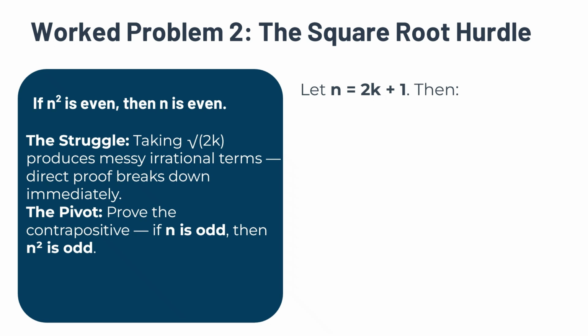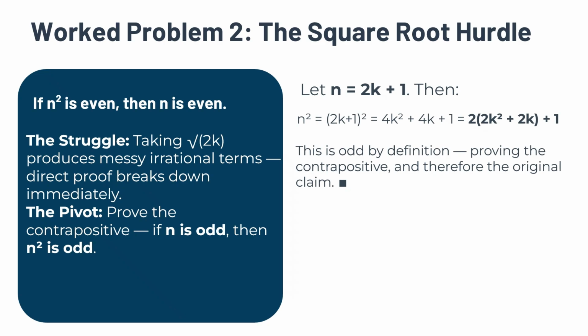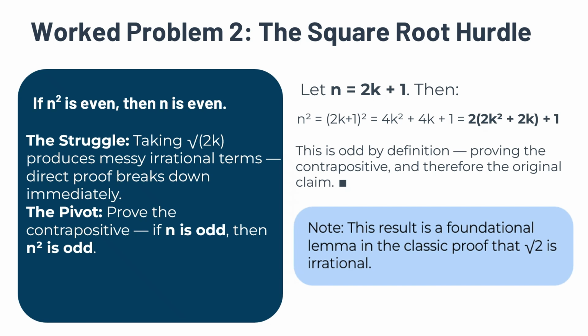Suppose n is equal to 2k plus 1, which is the general form of an odd integer. Then, n squared is equal to (2k plus 1) squared, which when expanded gives us 4k squared plus 4k plus 1. Factoring the first two terms gives us 2 times the quantity 2k squared plus 2k, plus 1. This expression is clearly odd, since it is 2 times an integer plus 1. By proving the contrapositive, we've confirmed the original claim. If n squared is even, then n must be even.